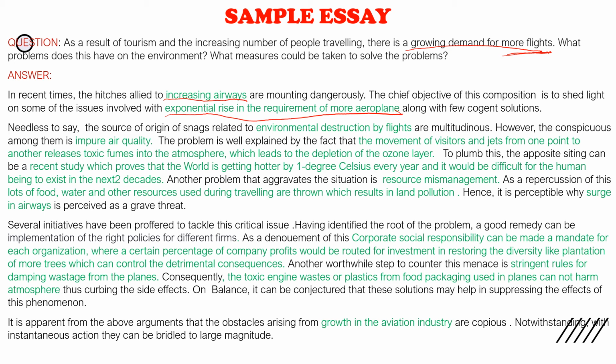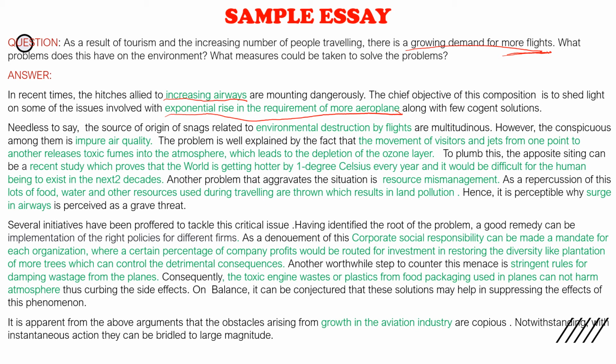Now I have explained how air impurity, because of the movement from one point to another, there is a release of toxic fumes, and that leads to depletion of the ozone layer. And then I'm going to give an example. A recent study proves that the world is getting hotter by 1 degree every year, and it would be difficult for a human being to exist in the next 2 decades. So I'm saying that researchers have said that the temperature is increasing due to air impurity and depletion of the ozone layer, and it will be very difficult for people to live in the next 2 decades.